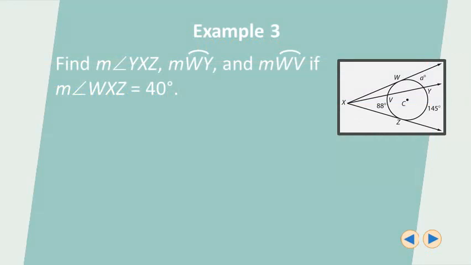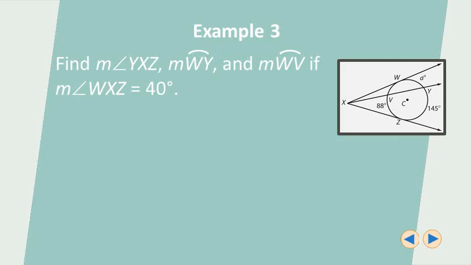So here they're saying find the measure of angle YXZ. And again, this is intersecting on the exterior of the circle, right? We're intersecting at point X. So they want us to find YXZ, so that's going to be what? We would have to subtract arc VZ from arc YZ and then divide by 2. Find the measure of arc WY, and they're telling you that that's A degrees.